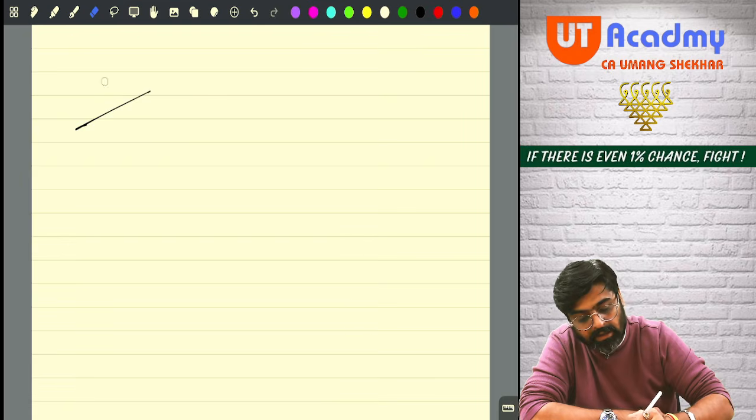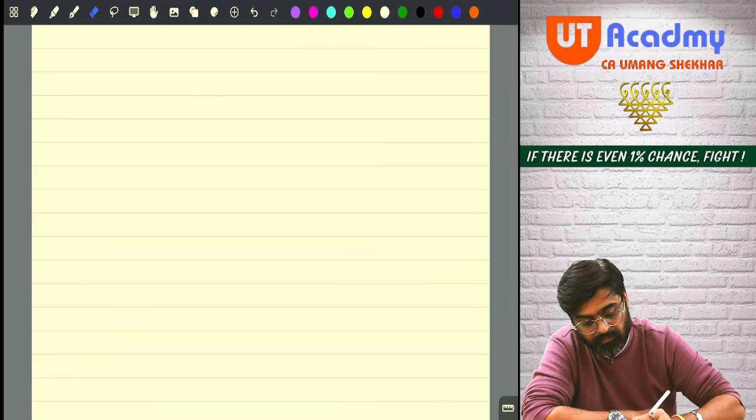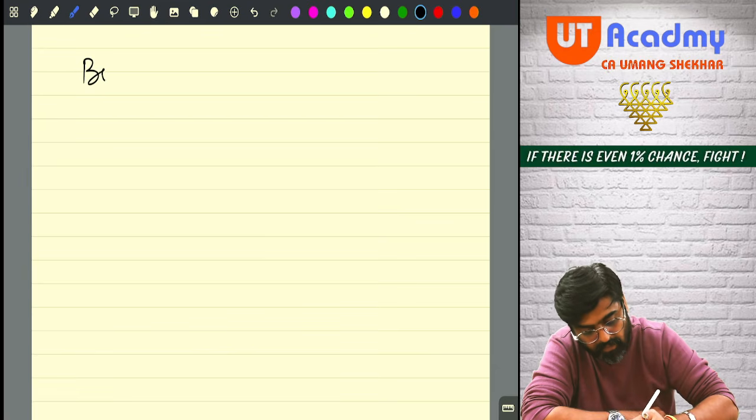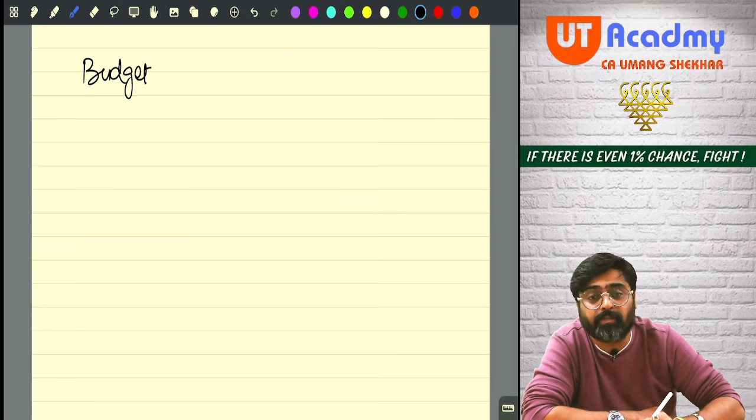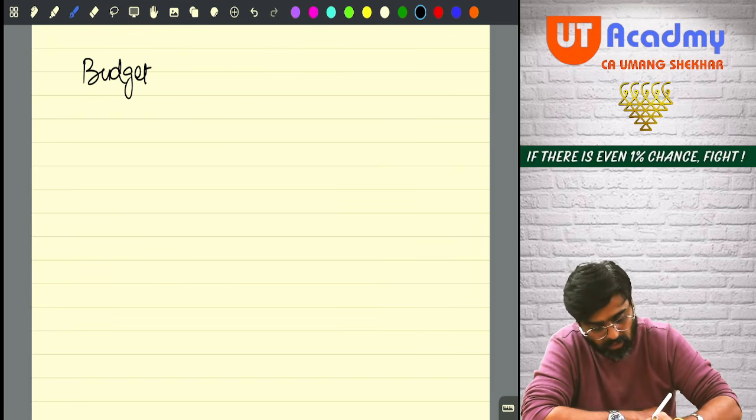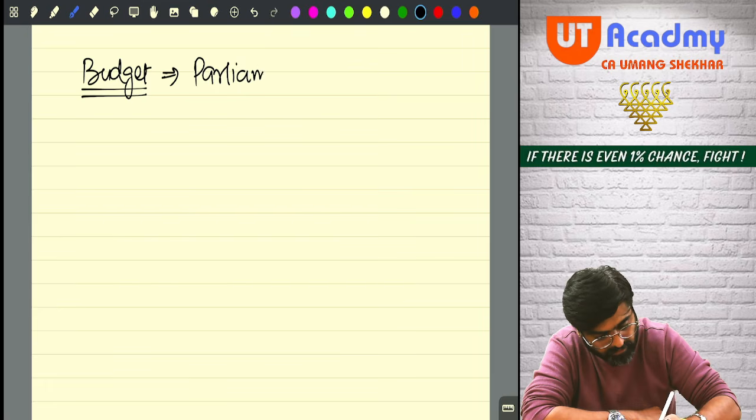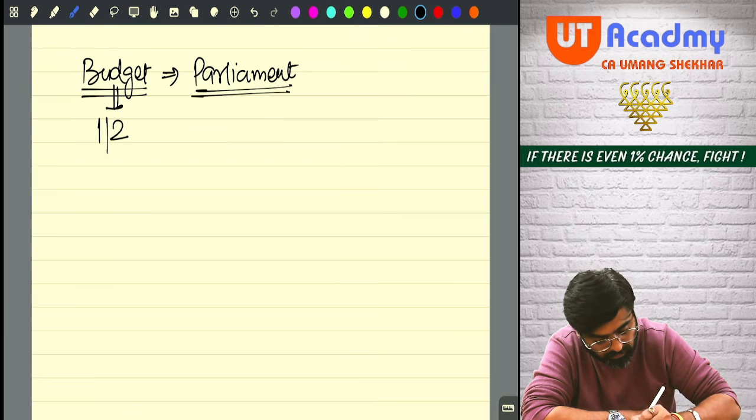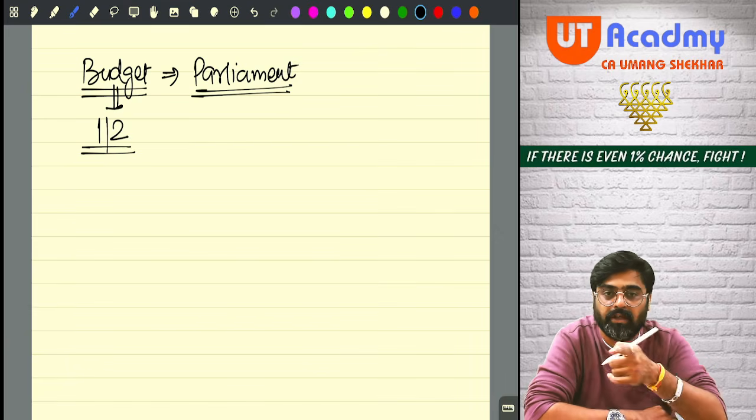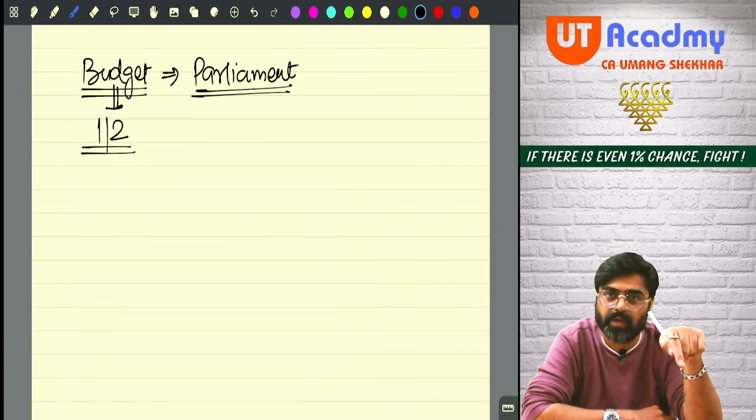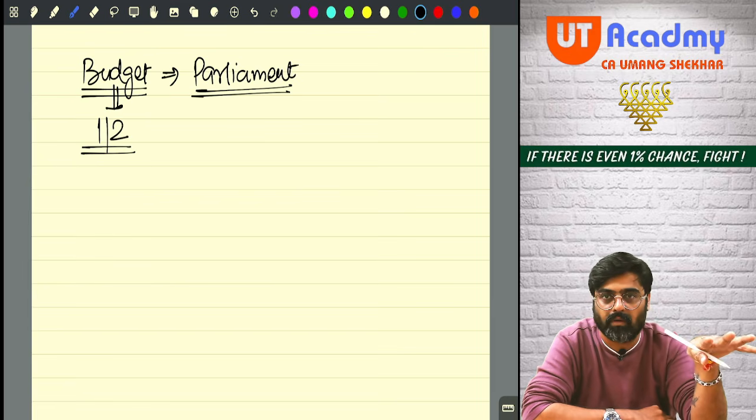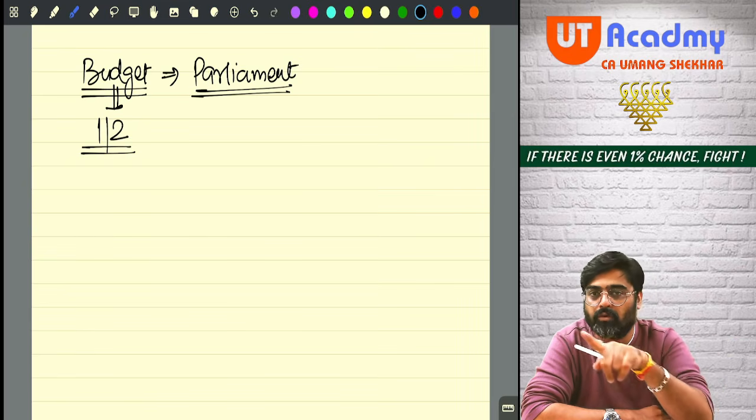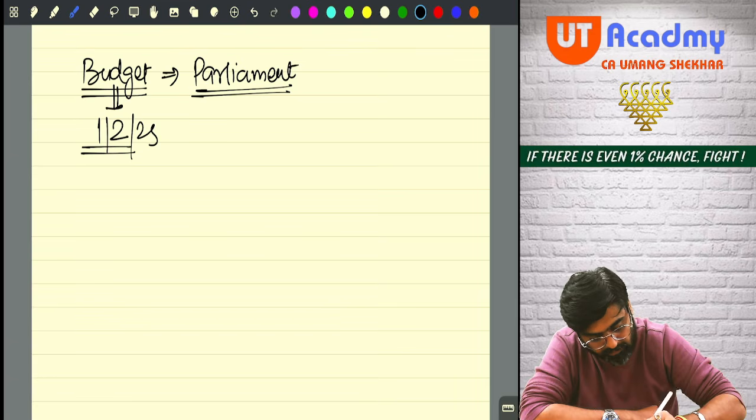So what is a Finance Act? Let me tell you first. See what happens now. In India, the budget is presented in the parliament every year, usually on the 1st of February. This year we are into 25-26 right now, no? So this year the budget was presented on 1st of February 2025.